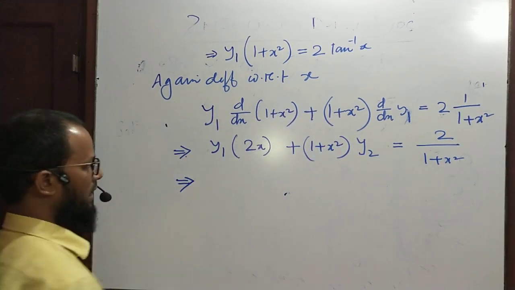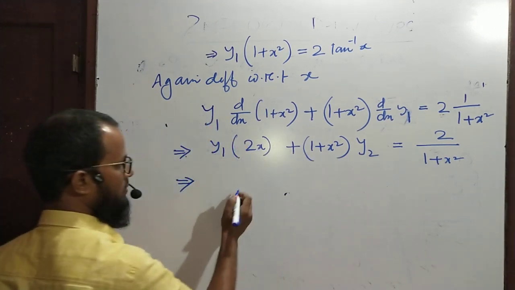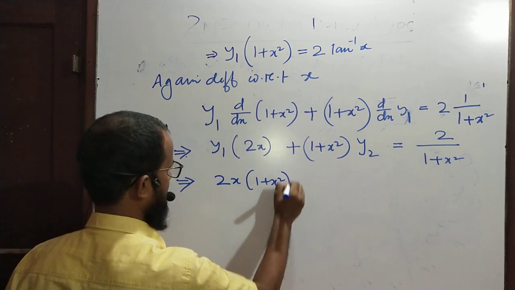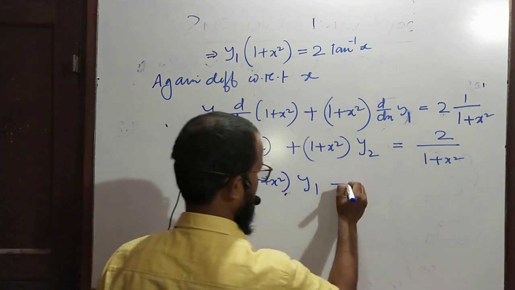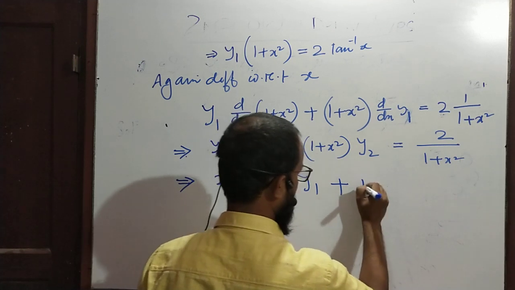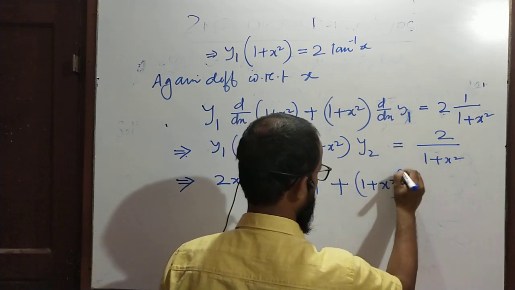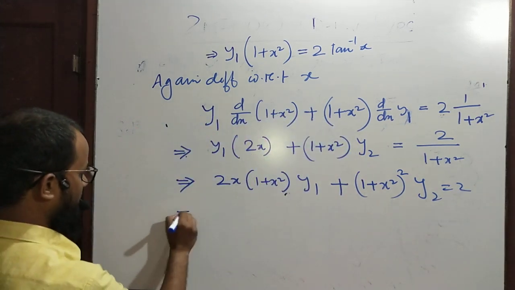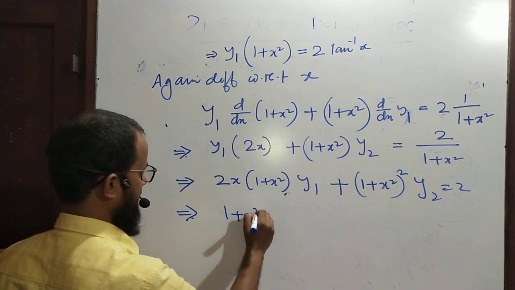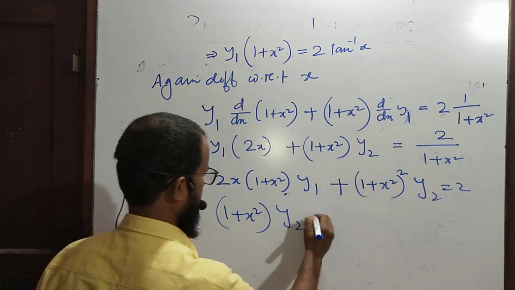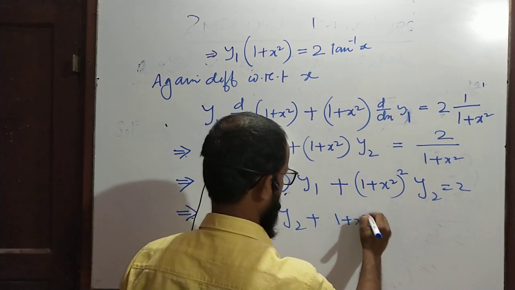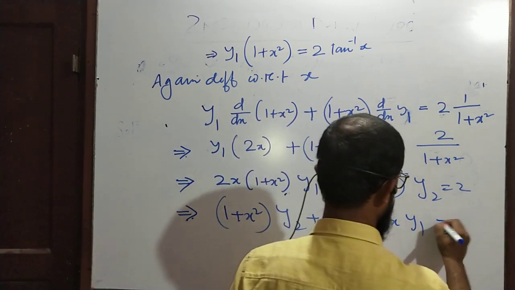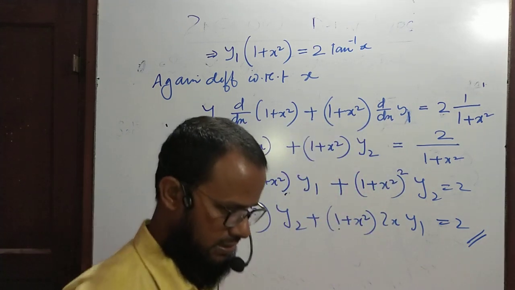Again cross multiplying, you will get this term brought here and multiplied: twice x into 1 plus x square into y1, and if you multiply this with 1 plus x square, then 1 plus x square whole square into y2 equal to 2. Finally, 1 plus x square whole square into y2 plus 1 plus x square into twice x into y1 equal to 2. This is your final answer.